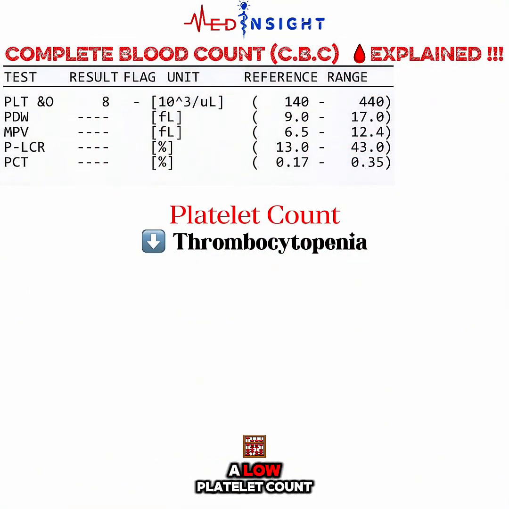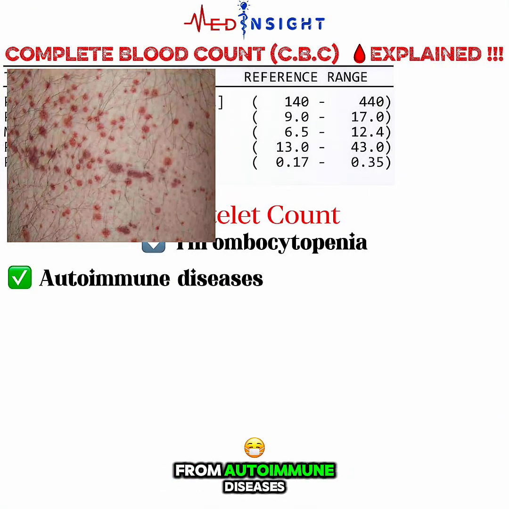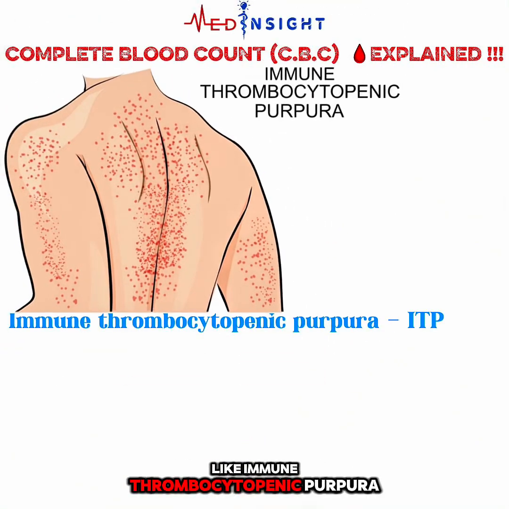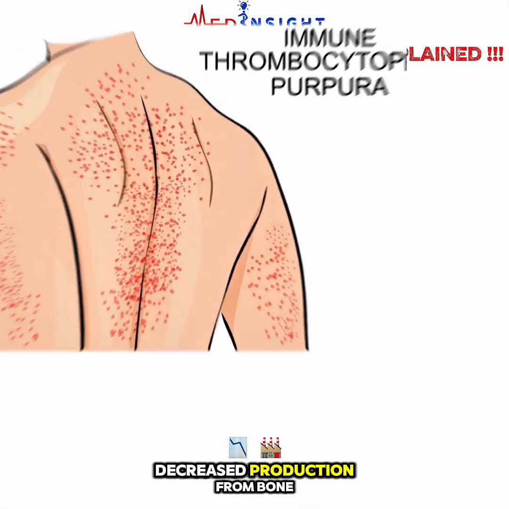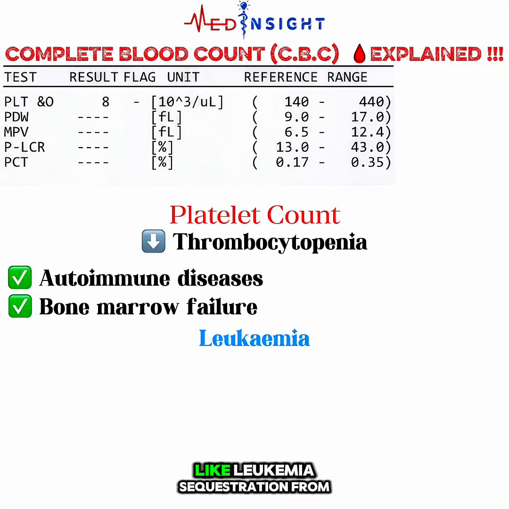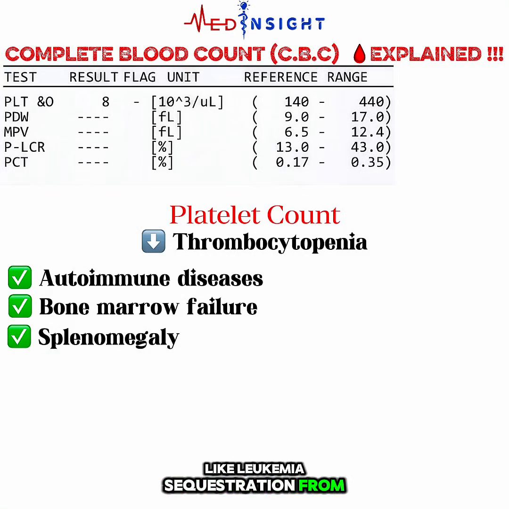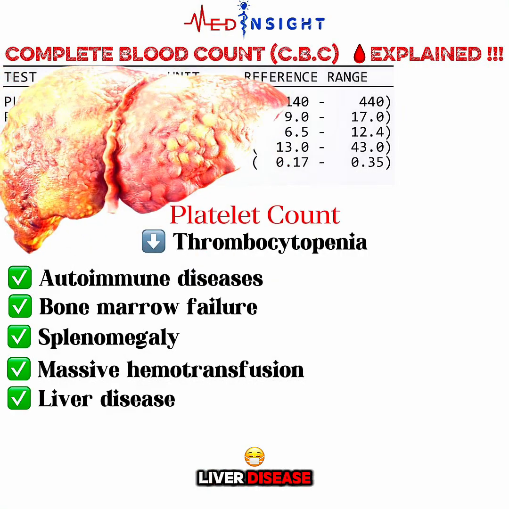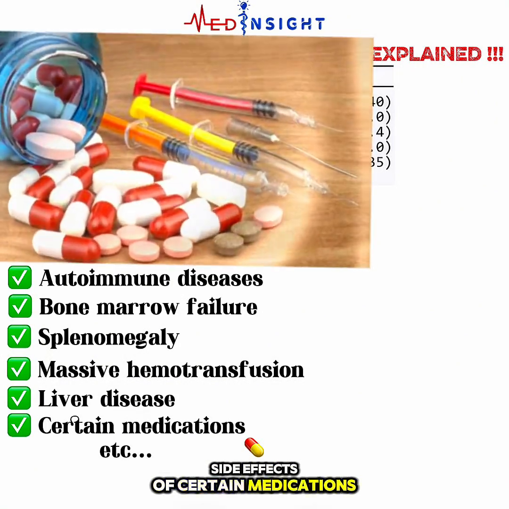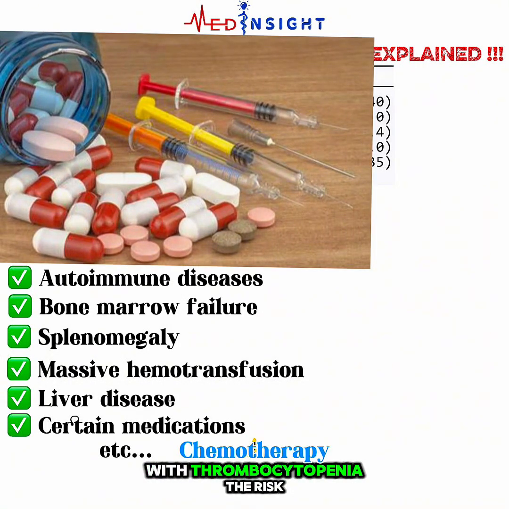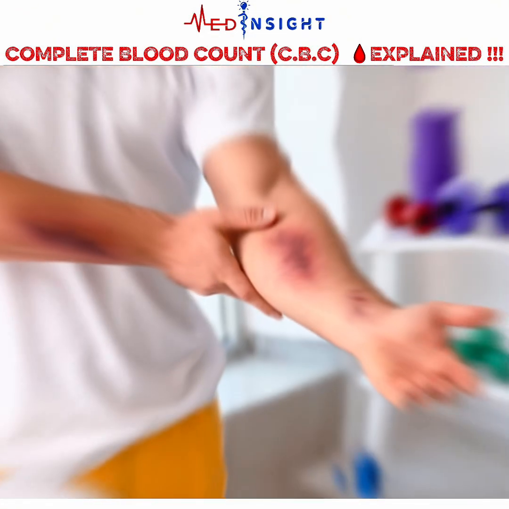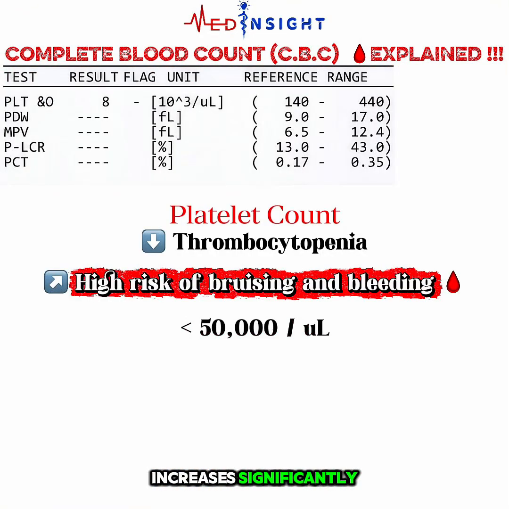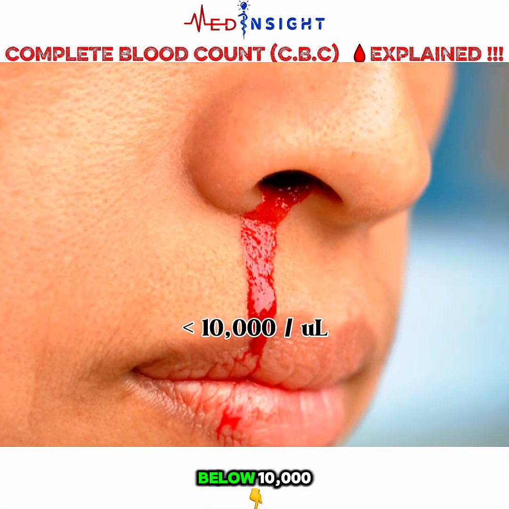Thrombocytopenia, that is a low platelet count, can be caused by increased destruction from autoimmune diseases like immune thrombocytopenic purpura, decreased production from bone marrow failure like leukemia, sequestration from enlarged spleen, dilution from massive blood transfusion, liver disease, side effects of certain medications like chemotherapy. With thrombocytopenia, the risk of bruising and bleeding increases significantly as the count drops below 50,000. Spontaneous bleeding can occur below 10,000.